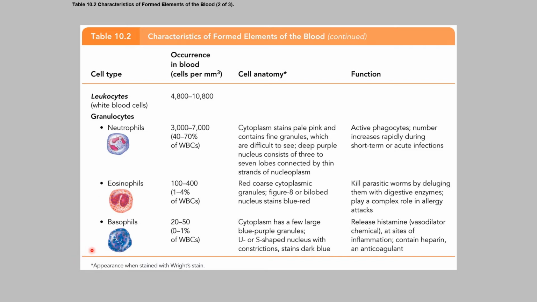Basophils, they're going to have kind of darker bluish purple granules, and the nucleus is going to look kind of U or S-shaped and will stain dark blue. So the granules are blue, the nucleus is blue.